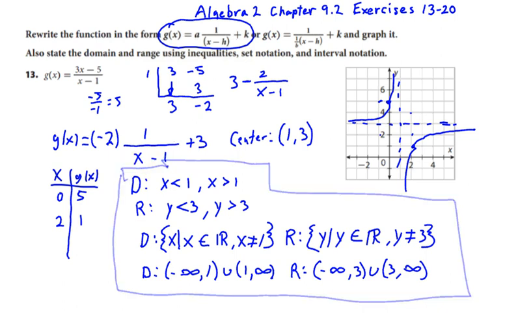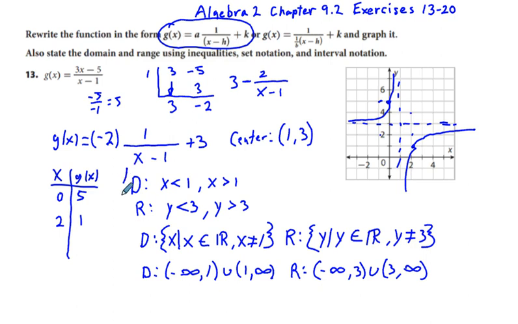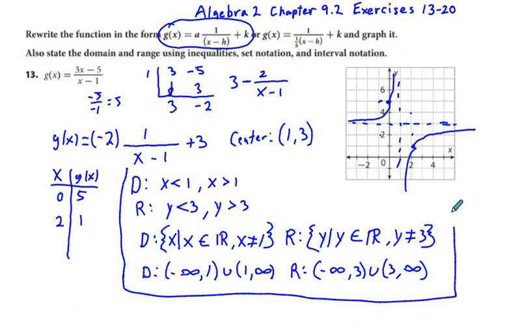Okay, let's see here. I'm sure we can get this better outlined. There we go. That looks a little better.